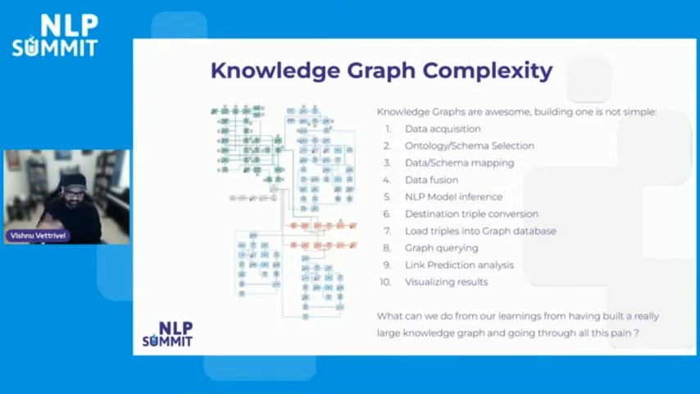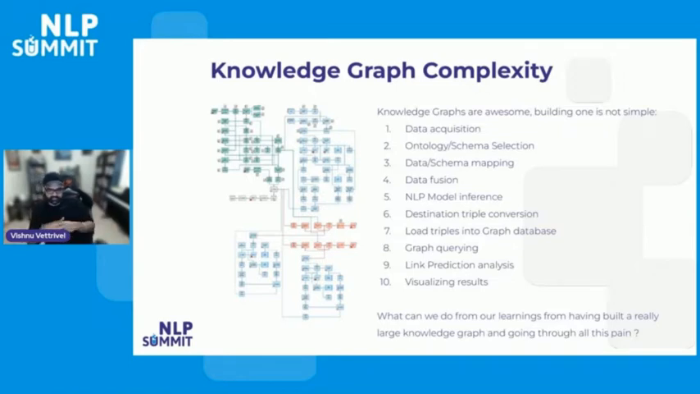As you see, it's a really complex process. It involves data acquisition, schema selection, data mapping, fusion, NLP, of course, converting the triples into the right format, loading it into a graph database. We actually use Neptune internally for our things, and then we have to do graph querying, link prediction, but by the way, it's a completely different library we have to use to do link prediction and things, and of course visualization and querying and all the other stuff.